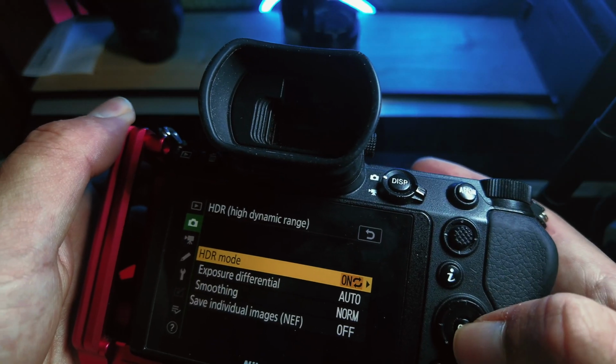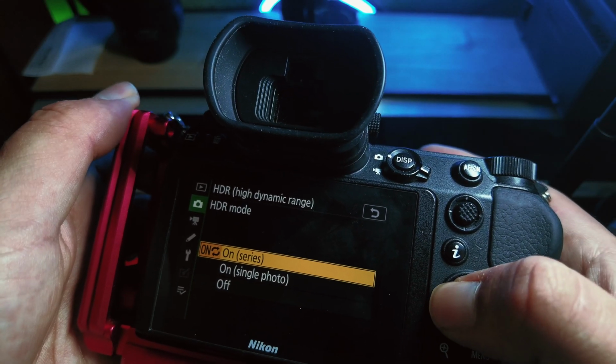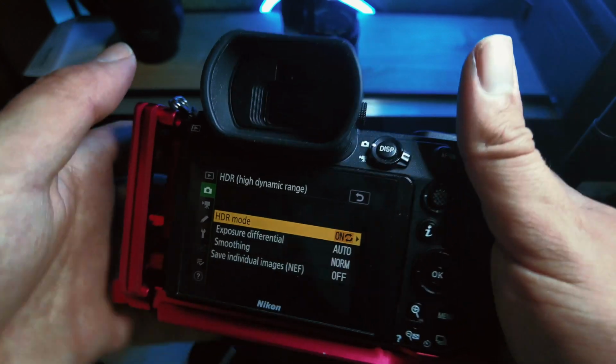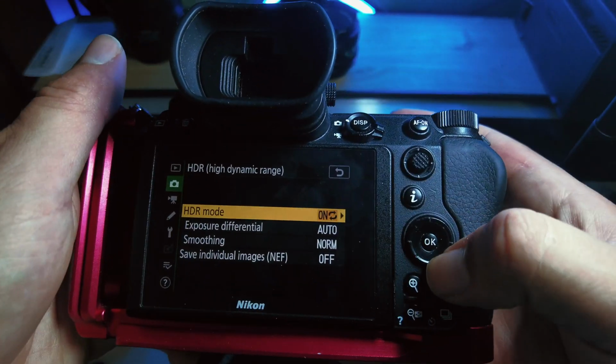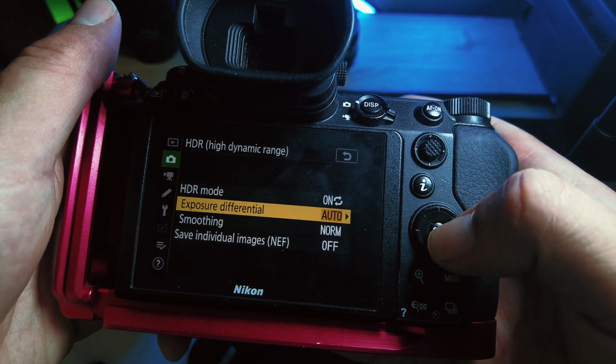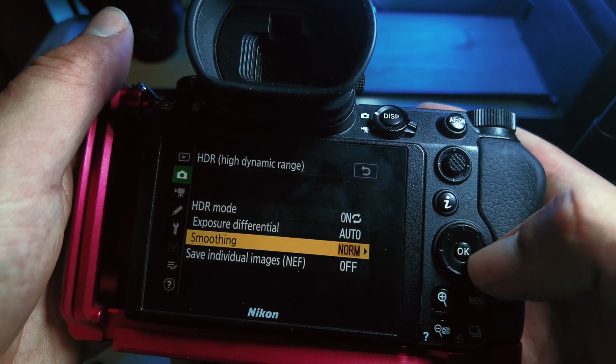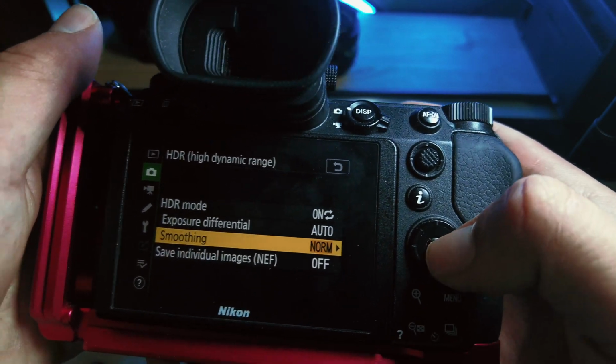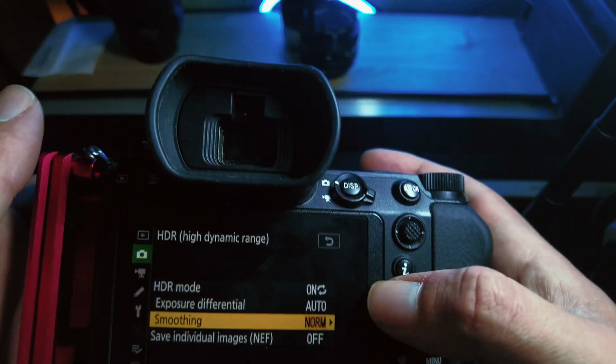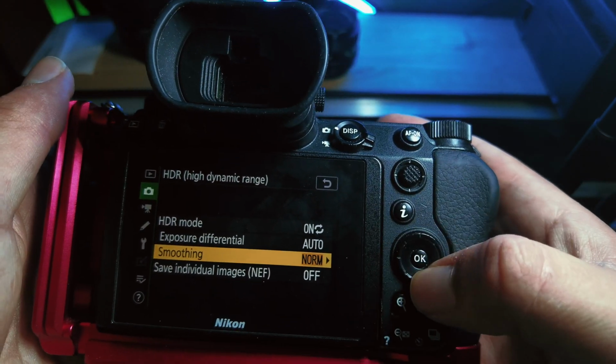We are now in the HDR mode. We're gonna leave this on so it's in series, meaning we'll be able to keep using it moving forward, which is great. In terms of the exposure differential, we're just gonna keep it in auto. I wanna see what that looks like. So again, I don't usually shoot HDR, so auto is probably the best. Normal is what it is automatically set to for smoothing, so we'll stick with that.